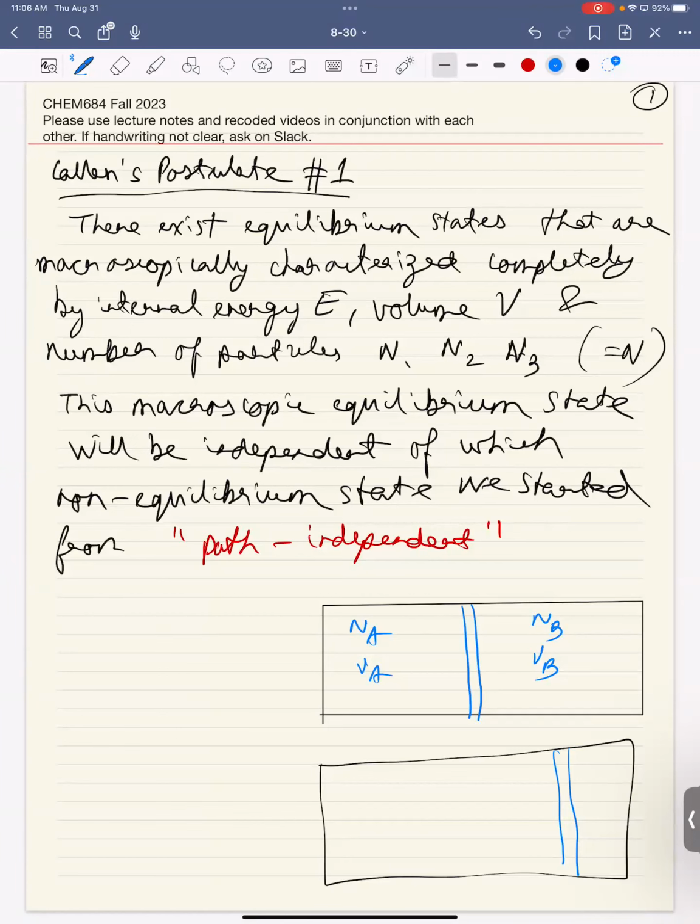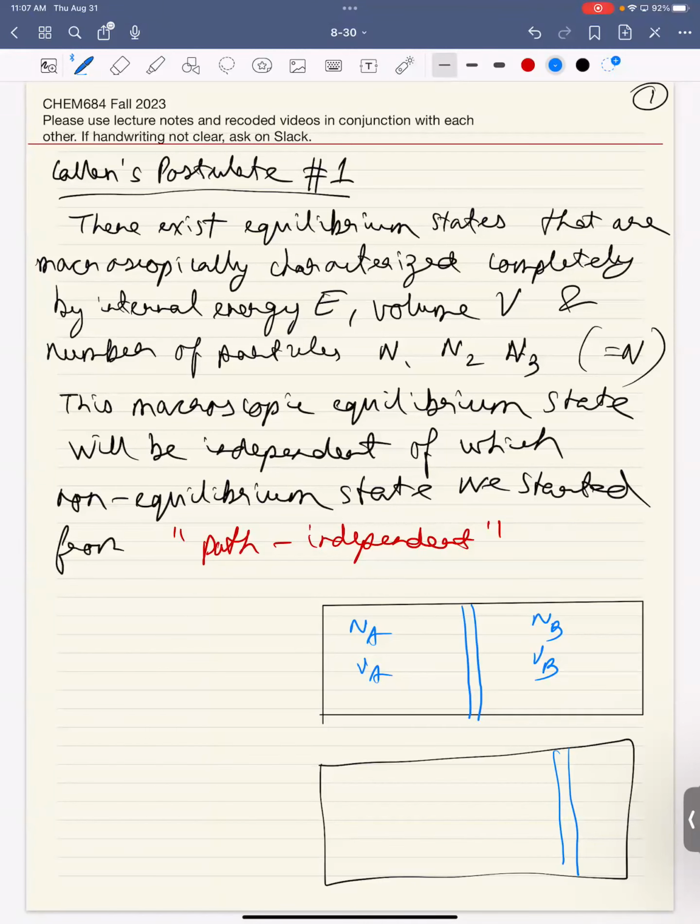So this is Callan's postulate number one. Once you start reading the book, you will see that Callan has actually three postulates. We are not going to do the third one. We are just going to do first and second. And invariably, one of you will come and ask me, if you read the book, why are you not doing the third one? And we will use the third one at some point. But for now, we are not going to use it.